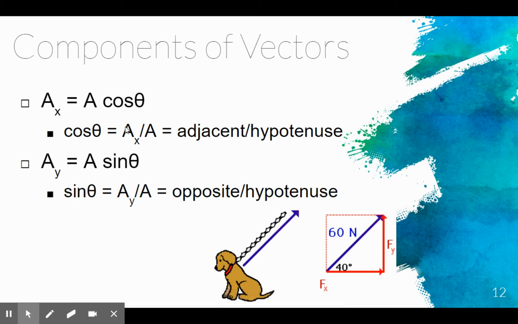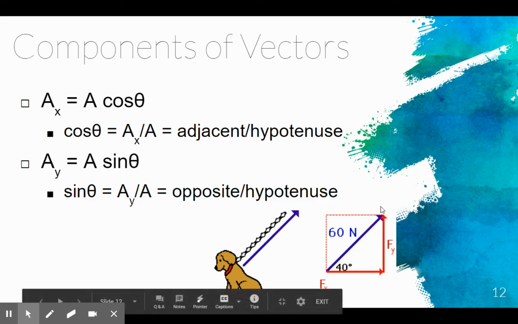So if cosine theta equals ax divided by a, adjacent divided by hypotenuse, we can multiply both sides by a to get ax by itself. So that's where our main formula for the x component of our vector comes from. Ax equals a cosine theta.